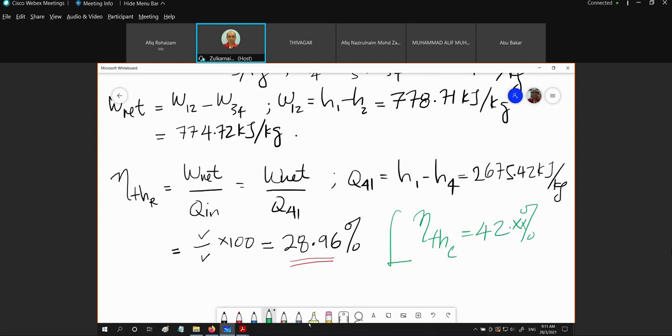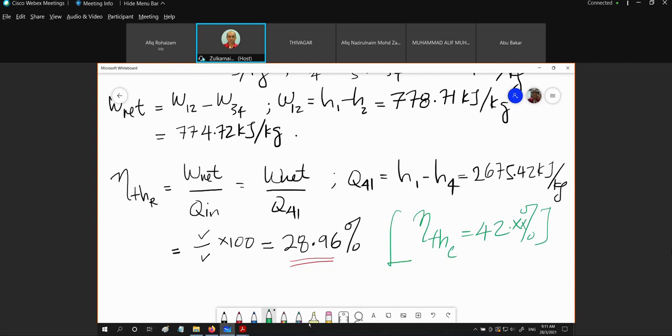So, if you want to comment, comment on that. Because this is the best. The Carnot cycle is the best cycle. It's the theoretical cycle, which will give us the maximum thermal efficiency. So if a Carnot cycle can give us 42%, we are going to have 28.96.